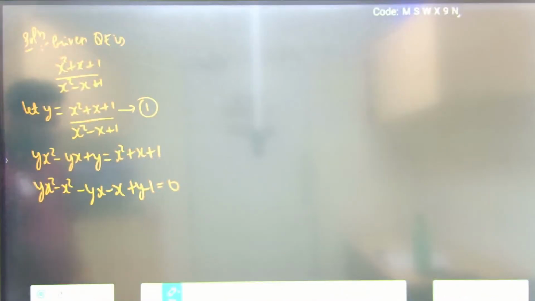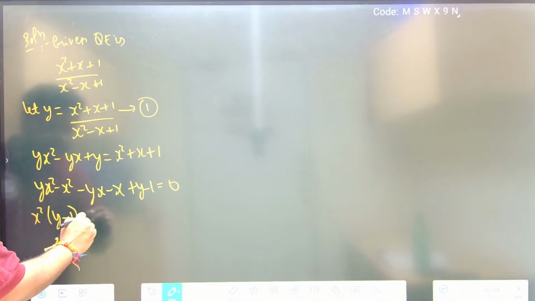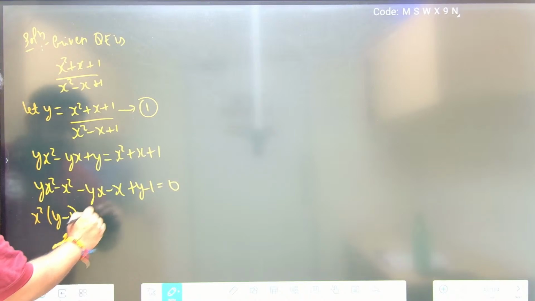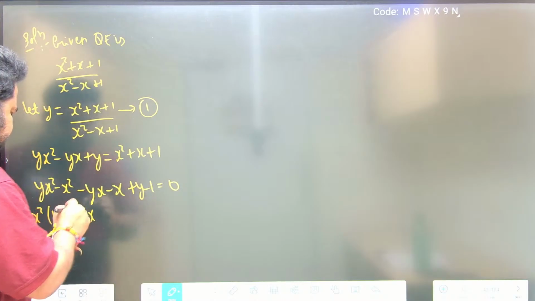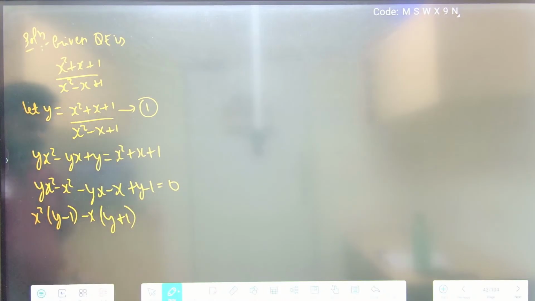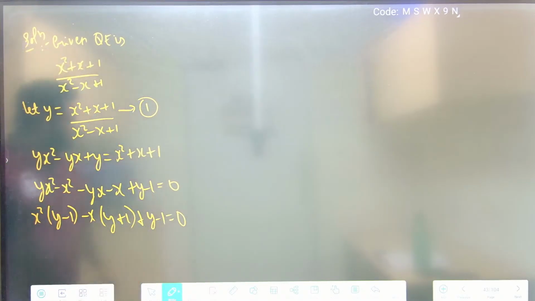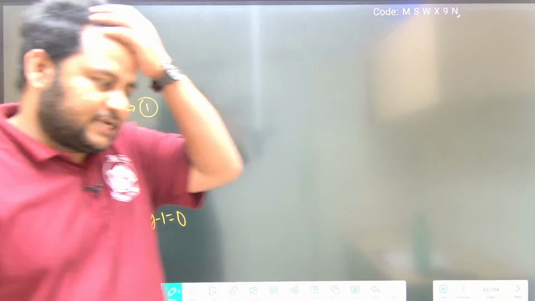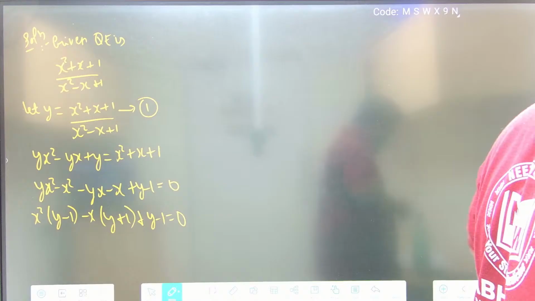If I take x square common, I will have x square into y minus 1. If I take minus x common, this will be y plus 1. Then y minus 1 is equal to 0. This is what I would be having.